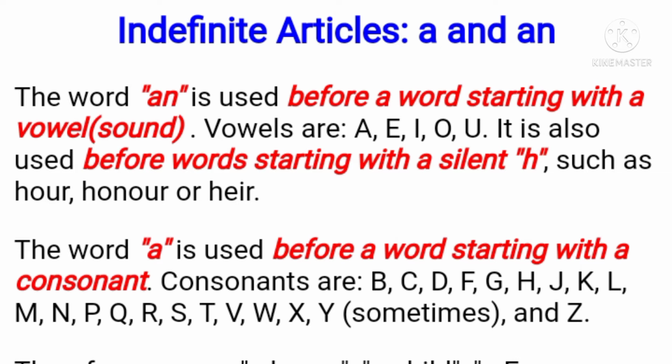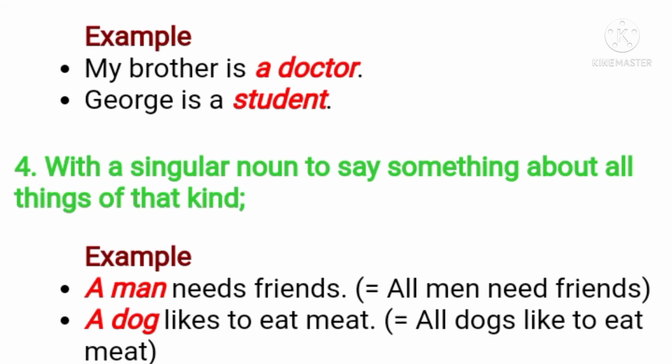So we will use what? We will use an before the vowel sounds, and we will use a before the consonant sound. I will just tell you some more sentences in which we use a. Let's suppose she is a student at London school. So it's a simple sentence. She is a student at London school. So simply we will just put article a.